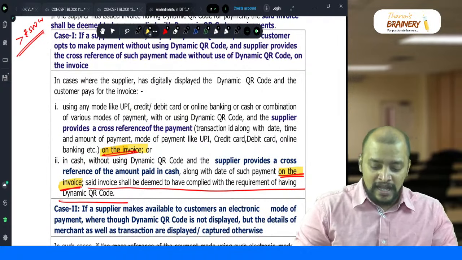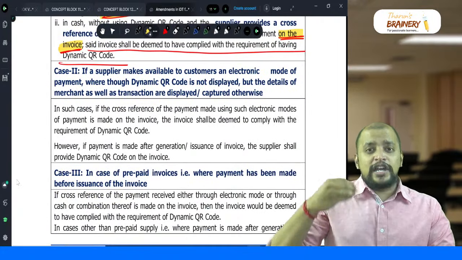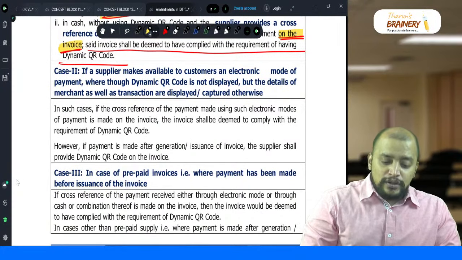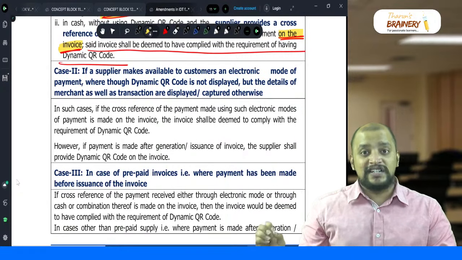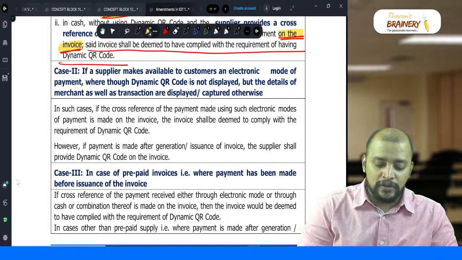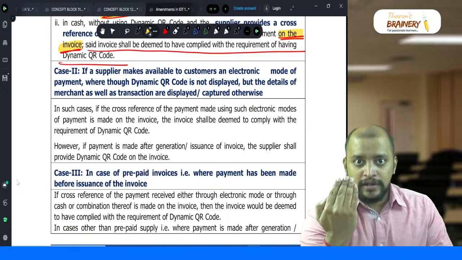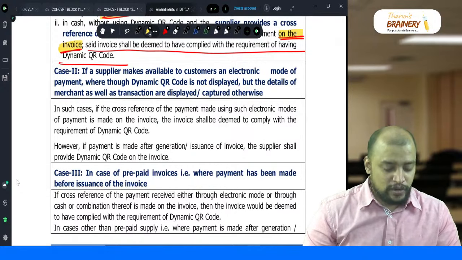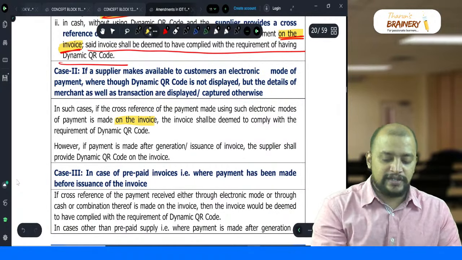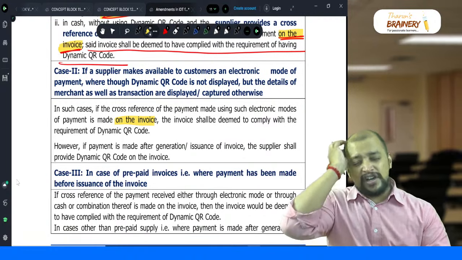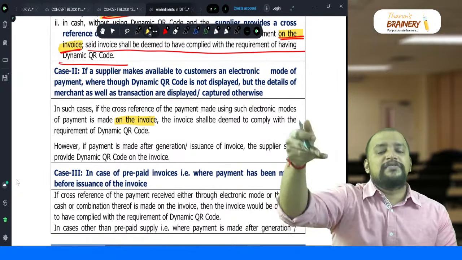You understood? Next, if the supplier makes available to the customer an electronic mode of payment where the dynamic QR code is not displayed, but the details of the merchant as well as the transaction are displayed or captured otherwise. Again the same: suppose the payment is collected through a static QR code. Then the cross reference should be given on the invoice. The cross reference should be given in all these cases when the payment is collected before preparing the invoice.